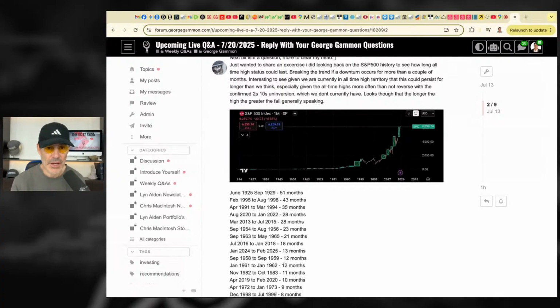The long time at a high status could last, breaking the uptrend if a downturn occurs for more than a couple months. Interesting to see, given the current all-time high territory, that it could persist longer than we think, especially given all-time highs more often than not reverse for confirmed twos-tens inversions, which we don't currently have. You're right, but they don't really reverse until after the twos and tens uninvert, and that we do have, usually from a bull steepener, which we've had over the last year.